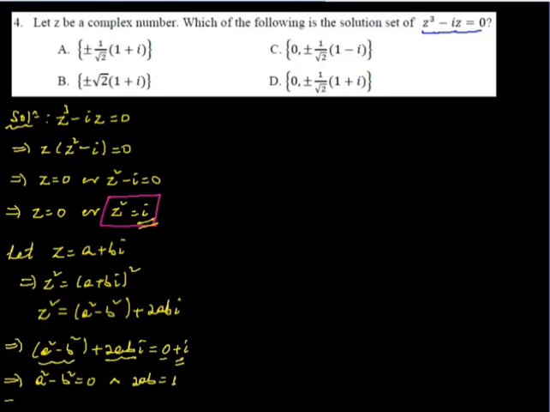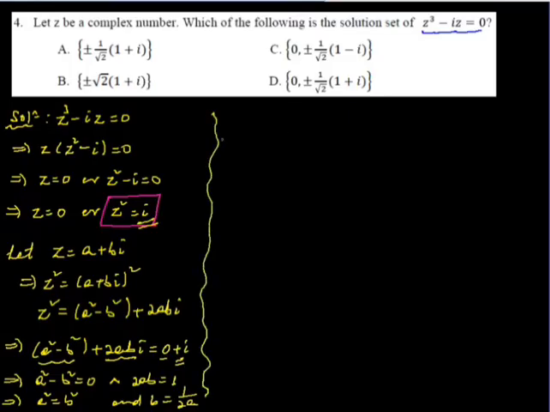So this implies a square is equal to b square, and b can be written as 1 over 2a. Now let us solve for the values of a and b from these two equations. So a square is equal to b square, but b is 1 over 2a. So a square becomes 1 over 2a the whole square. This means a square is equal to 1 over 4a square.